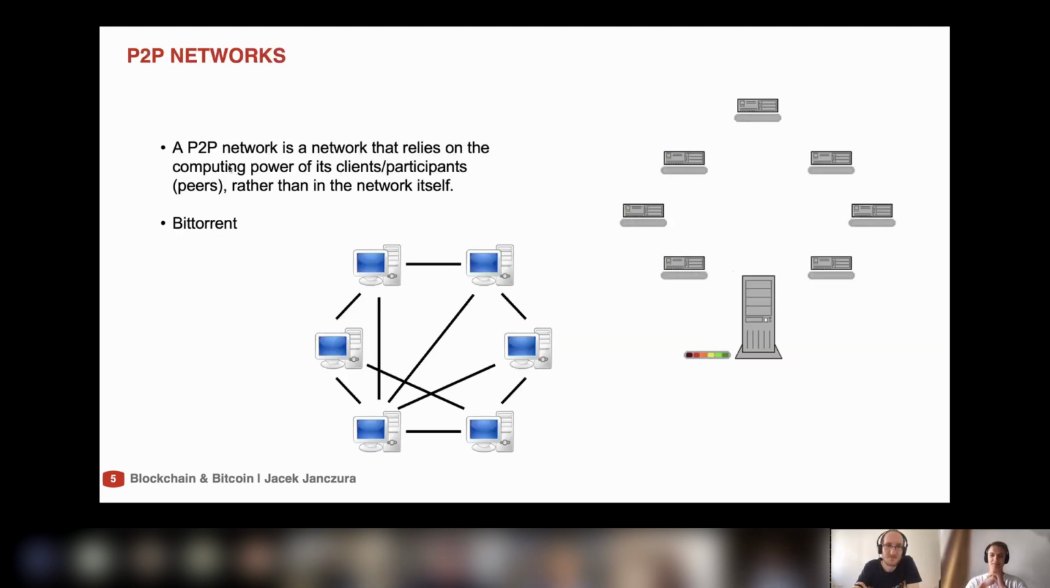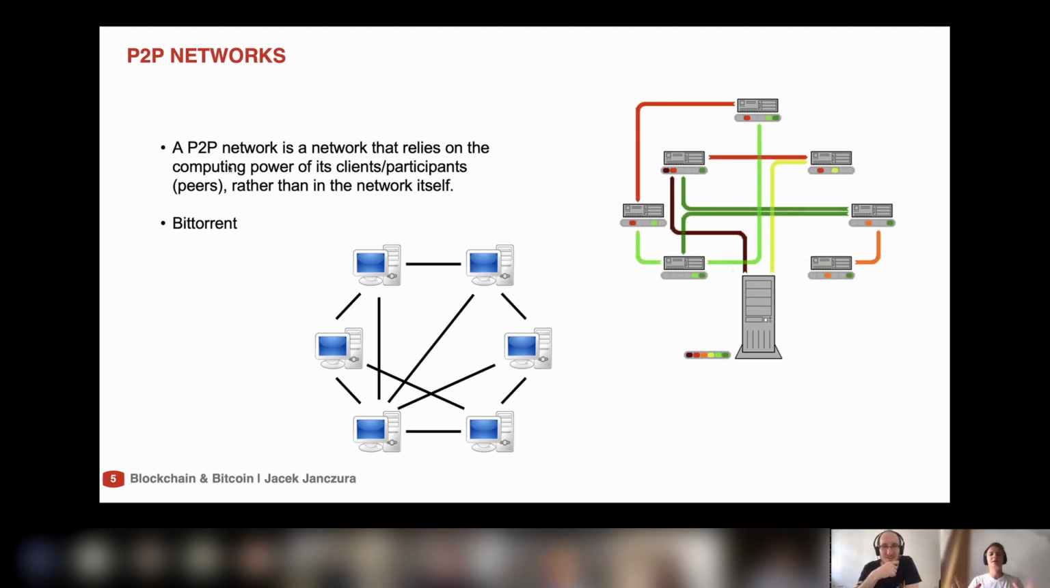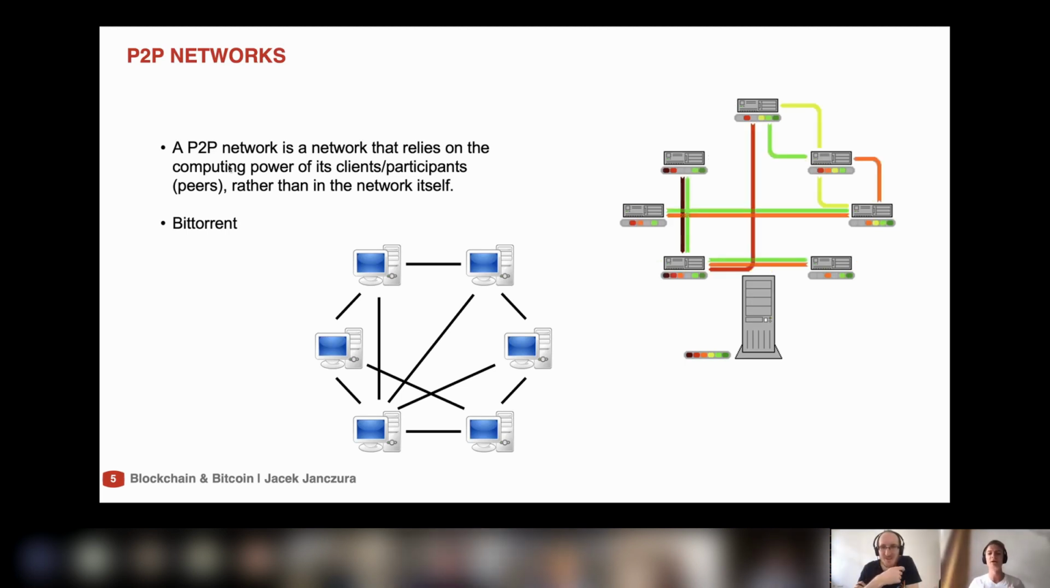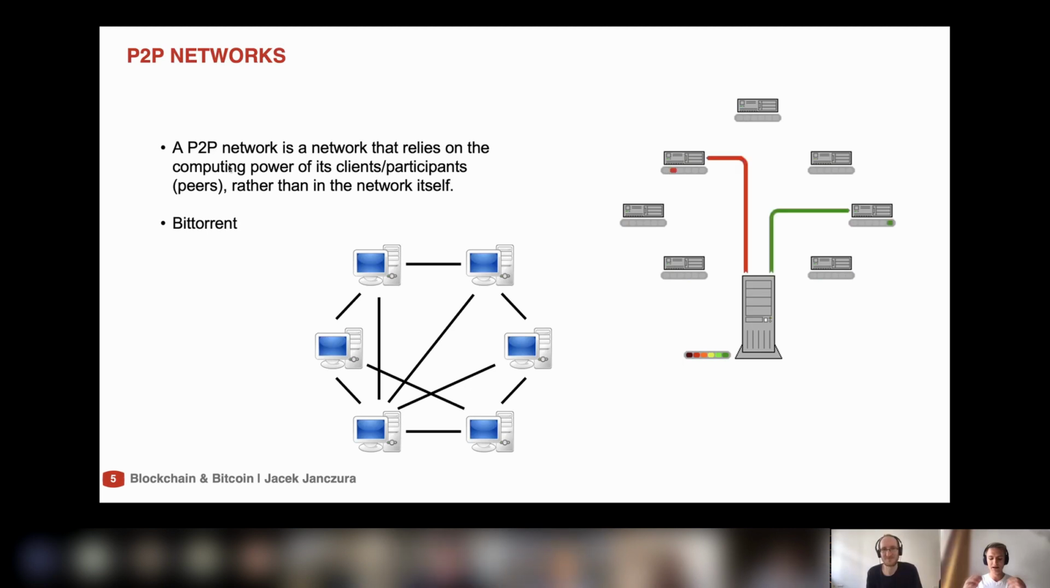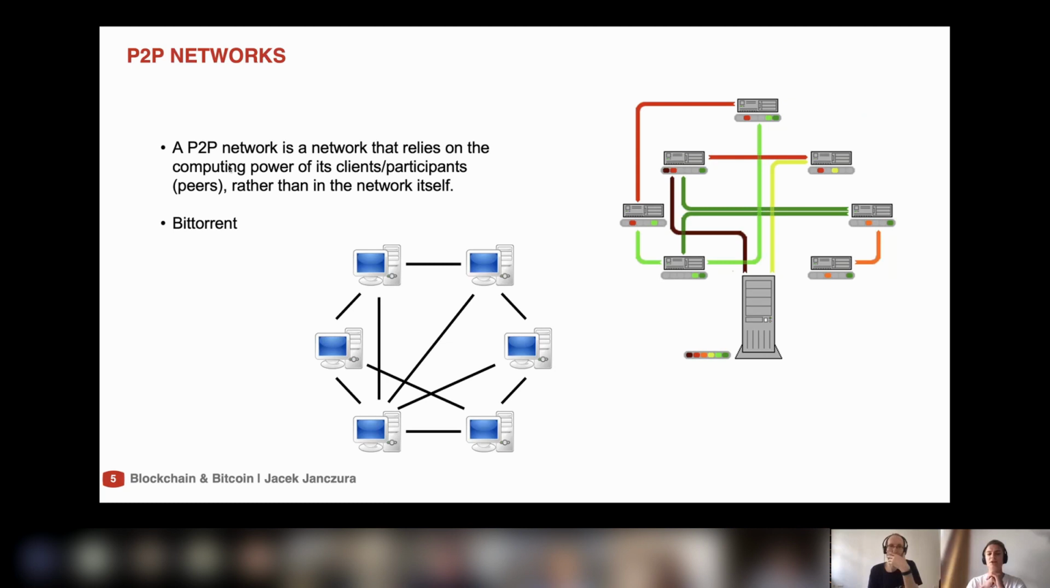Peer-to-peer networks. Before we start talking about Bitcoin, it's super important to understand how all those nodes cooperate with each other. The whole Bitcoin network is just an example of a peer-to-peer network. A peer-to-peer network relies on the computing power of the clients, the peers, participants in the network, rather than the network itself. What does it mean? It means that the nodes function simultaneously as clients and servers. So when a new node is joining the network, it sends this information to all other nodes.